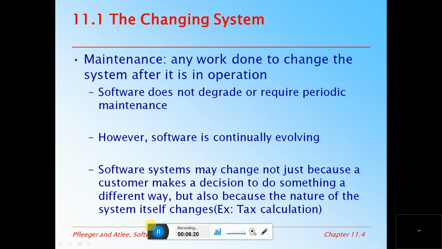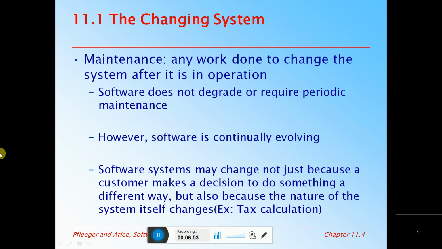So as we discussed, maintenance is any work done to change the system after it is in operation. When we are using the software, we face some faults, and we as users give feedback on what extensions or modifications we require in the system. That will be intimated to the developer. So the developer, as per the user's requirement or the nature of the system changes or business changes, will do the corrections in the existing system.